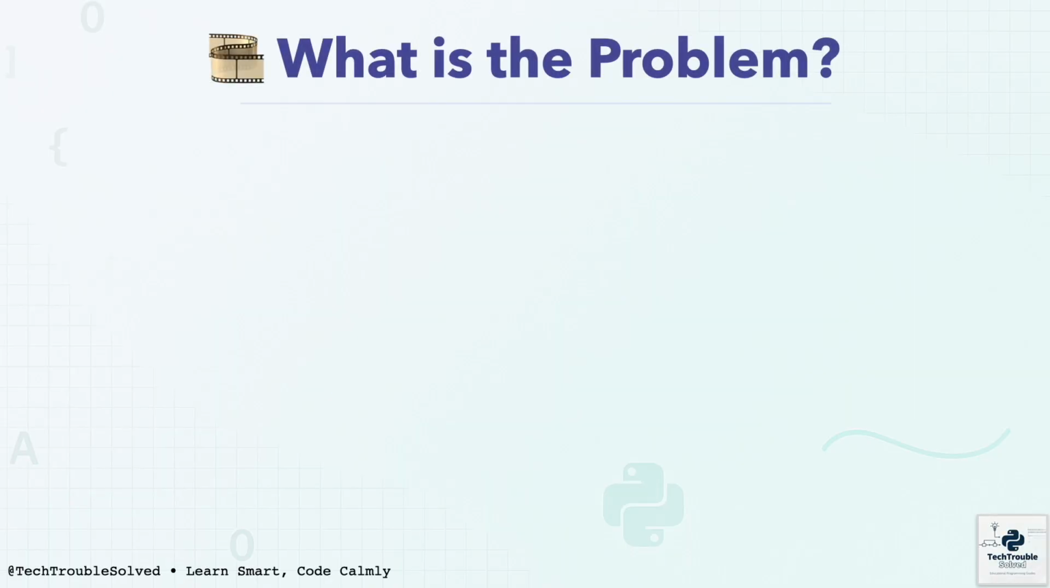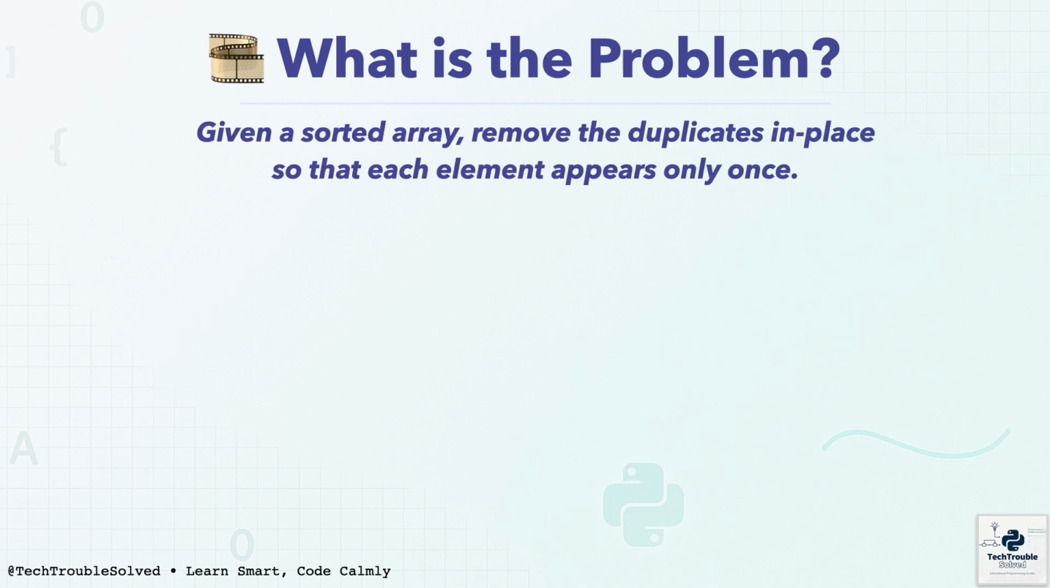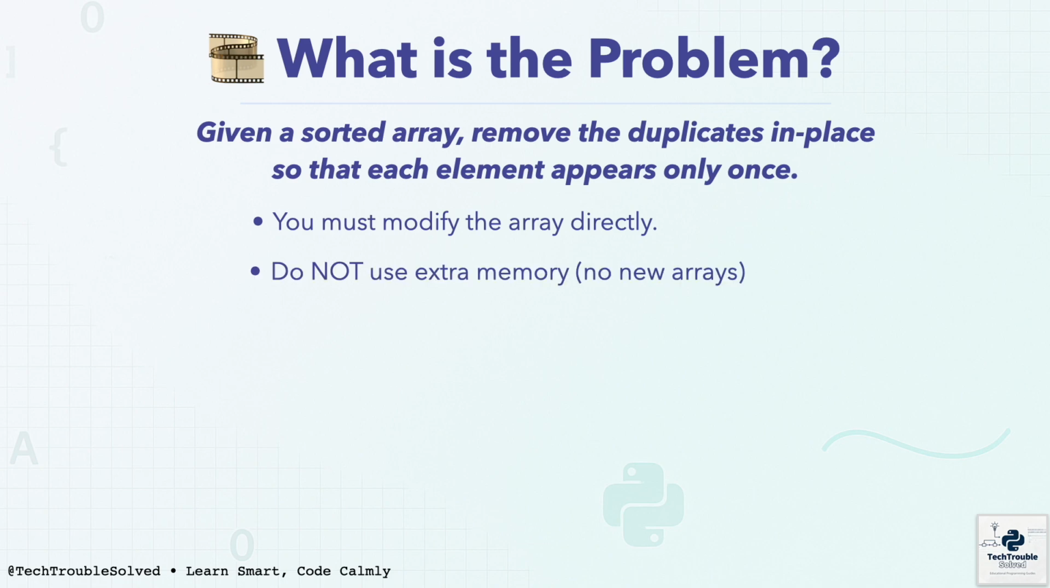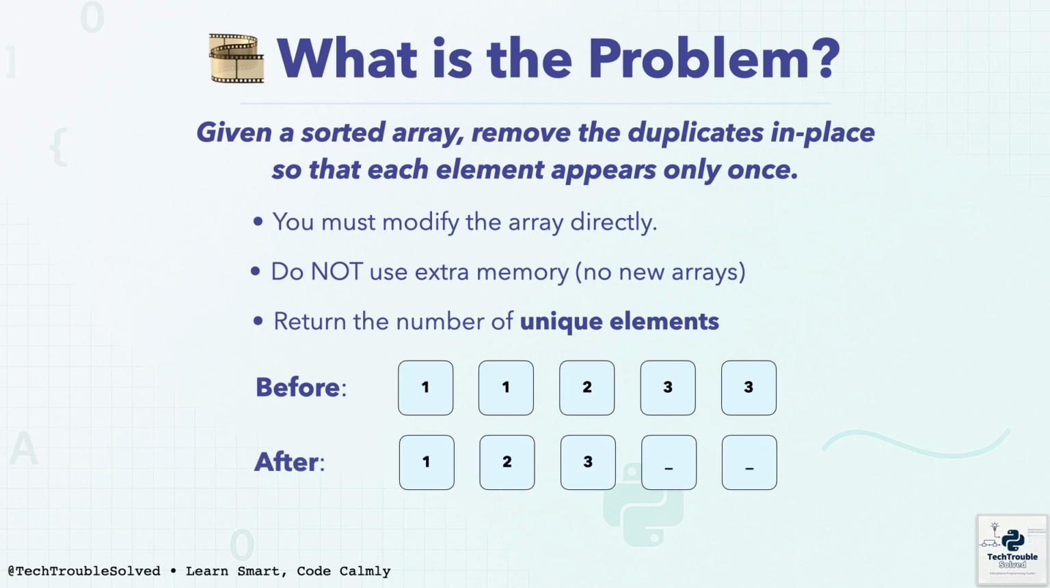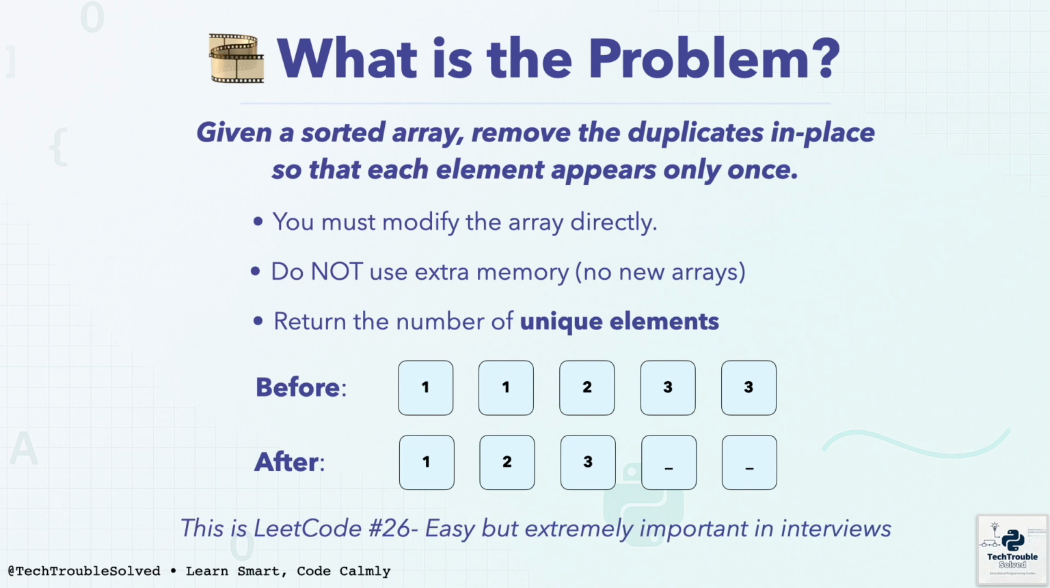Let's first understand what the problem is asking. We are given a sorted array and our task is to remove duplicate values in place. That means we are not allowed to create a new array. At the end, we simply return how many unique elements exist. Anything after that count in the array does not matter. So, the real challenge here is doing this efficiently using the same array without creating a new array.